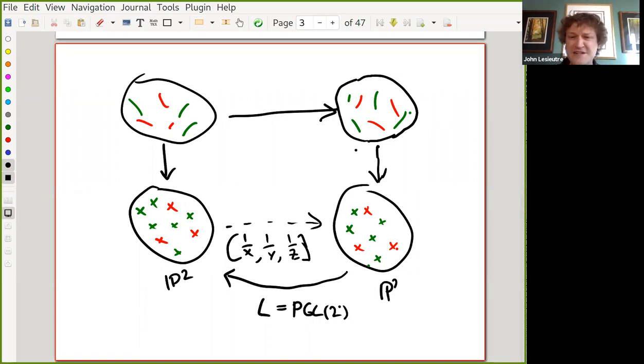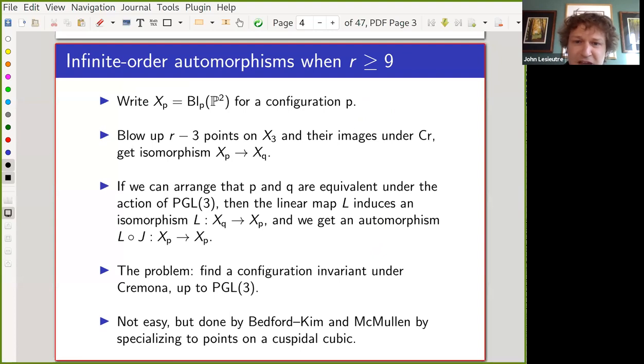So if you could arrange for this to happen, now you'd have this isomorphism from the surface to itself that's order 2, but you can imagine composing the Cremona involution with a linear map. And now you'll get an automorphism of a rational surface of infinite order.